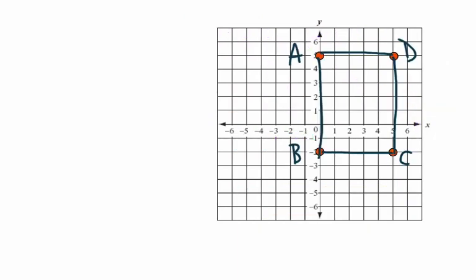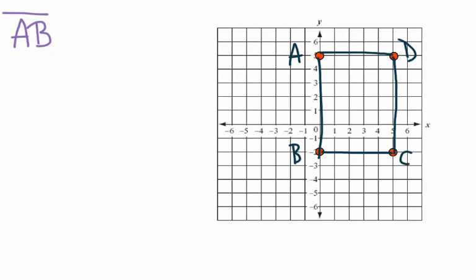So I would like you to go ahead and pause your video. I want you to try to find the length and width of this rectangle, and then from there, find the perimeter and area. I'm going to go over it in a little bit. All right, so starting off, I'm going to find the length of line AB, and you may have done things in a slightly different order, but we can compare.